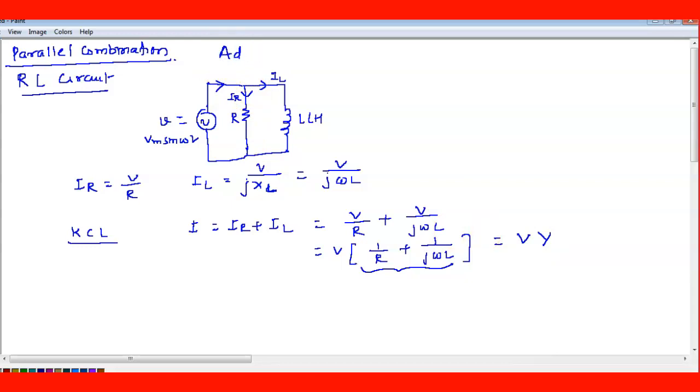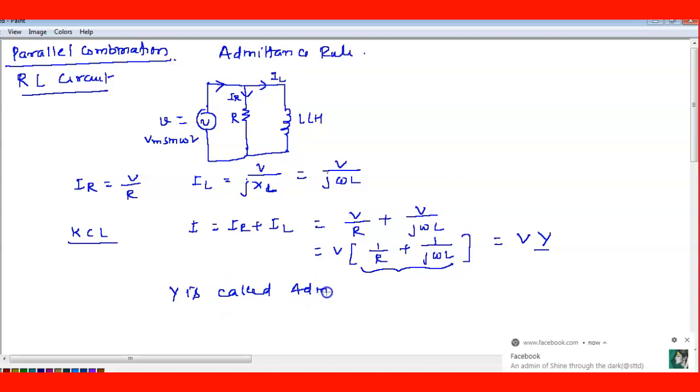This Y is called admittance. Getting here? Also called complex admittance. You can also just say admittance of the parallel RL circuit.